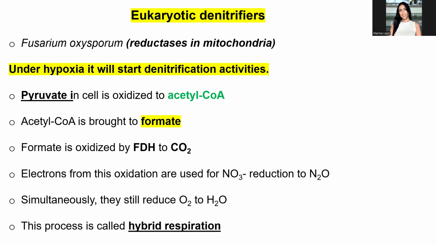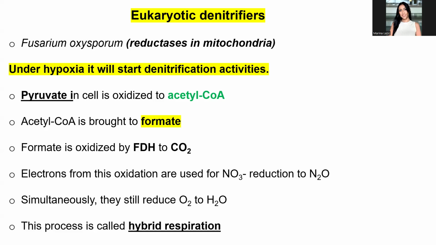All those reductases are there, like nitric oxide reductase. At the same time, they also reduce oxygen to water. So they do nitrate respiration and oxygen respiration. That's hybrid respiration. Nitrate respiration occurs also in mitochondria, so it's like a combination of two electron acceptors in eukaryotes.